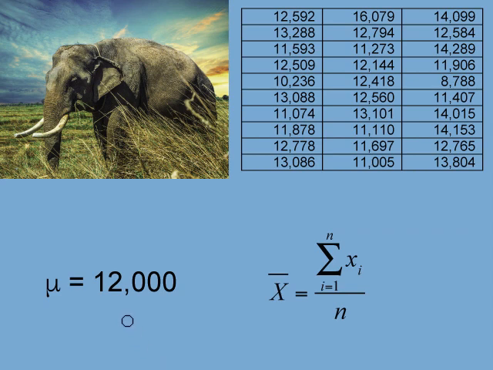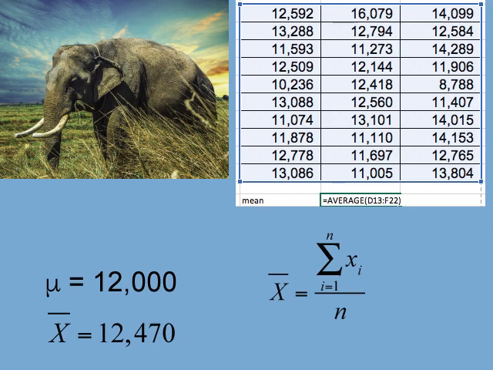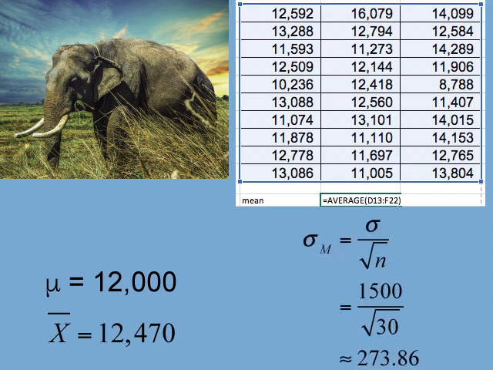The population mean is 12,000, and we need to calculate the sample mean from this data set. You can use the formula to do the calculations or use a spreadsheet. The sample mean is 12,470. The standard error is found using this formula. It comes out to 273.86.